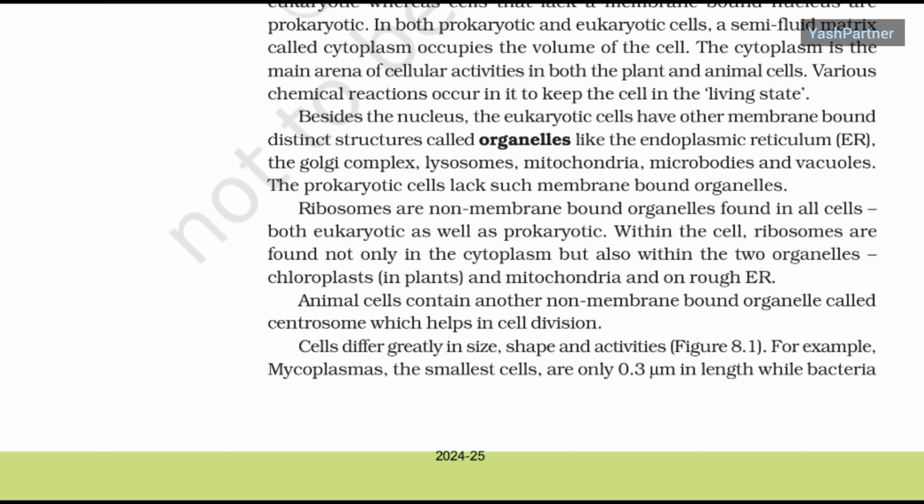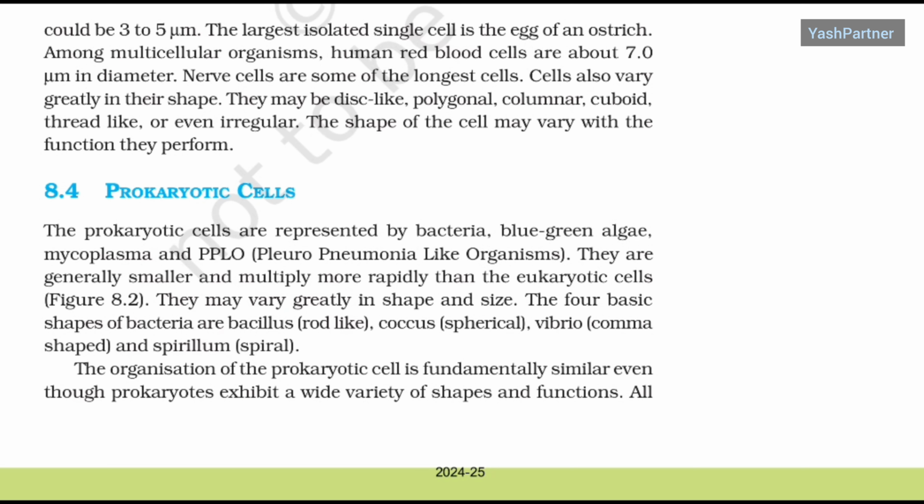Cells differ greatly in size, shape, and activities. Figure 8.1. For example, mycoplasmas, the smallest cells, are only 0.3 micrometer in length, while bacteria could be 3 to 5 micrometer. The largest isolated single cell is the egg of an ostrich. Among multicellular organisms, human red blood cells are about 7.0 micrometer in diameter. Nerve cells are some of the longest cells.